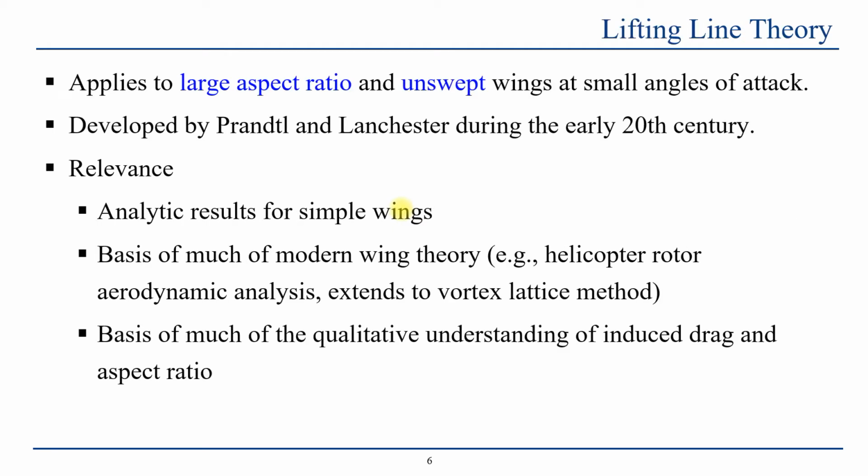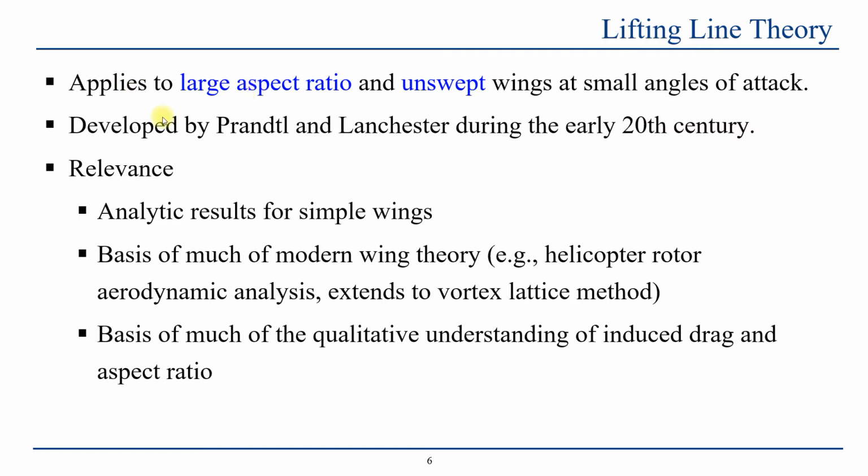Now, the lifting line theory, the simpler version of the theory that we just discussed, applies to large aspect ratio and unswept wings at small angles of attack. So 3 conditions. 1, they have to be large aspect ratio. 2, they have to be unswept. And 3, they have to have small angles of attack.